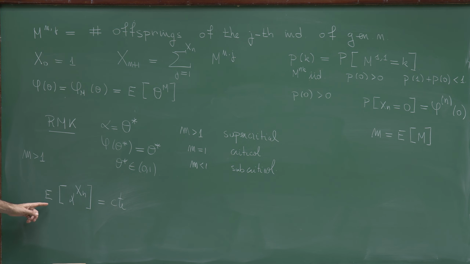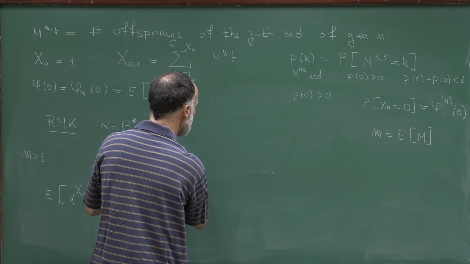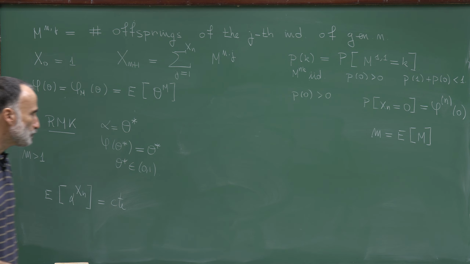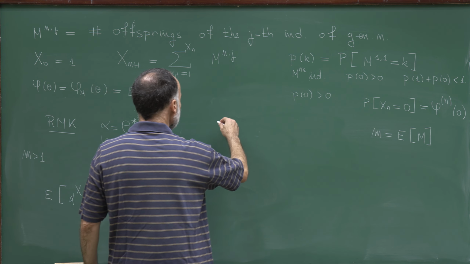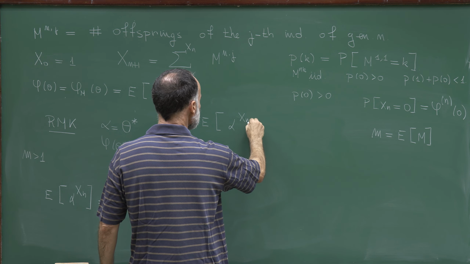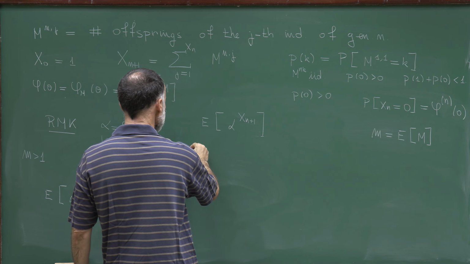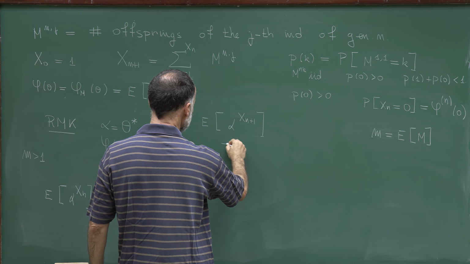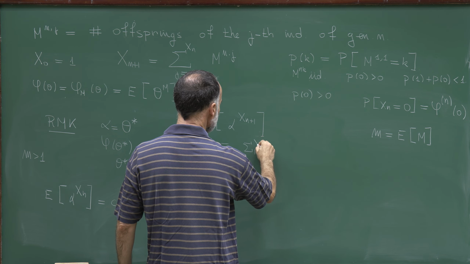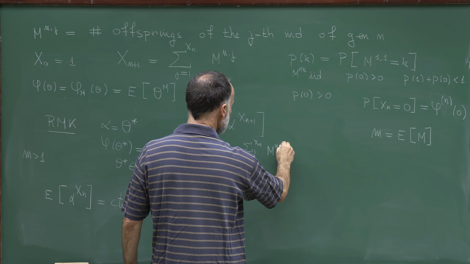So actually, this computation would show that alpha to the power xn is a martingale. But since I did not introduce what martingales are in these lectures, let me just prove that this expectation is constant in time. So let's compute the expectation of alpha to the power xn plus 1. So this is equal to the expectation of alpha to the sum from 1 up to xn of m and j.